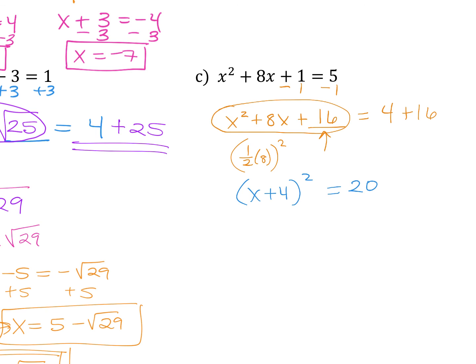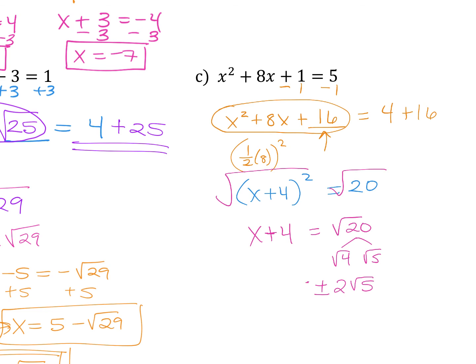What do you do next? Square root both sides. So you get x plus 4, right? The square root just takes away the squared. Nothing else changes. Numbers don't change at all. Equals the square root of 20. We can break that down into what? Square root of 4 and the square root of 5. Don't forget your plus or minus here, right? When you square root 20, it should be plus or minus. So that would be 2 rad 5 equals x plus 4.